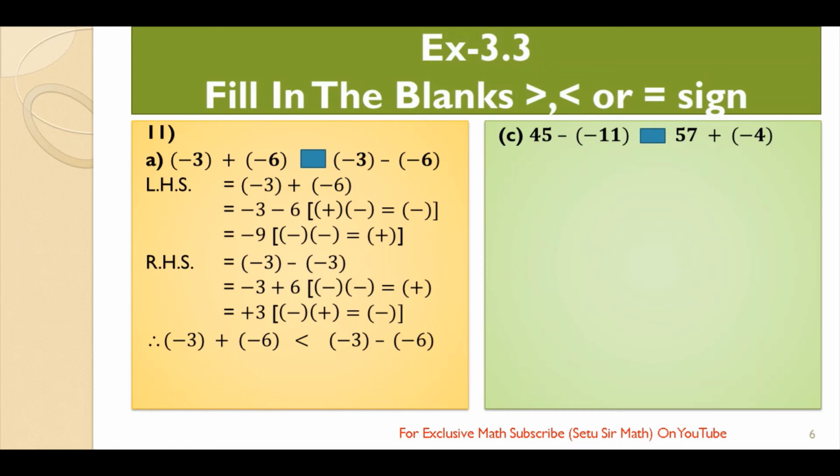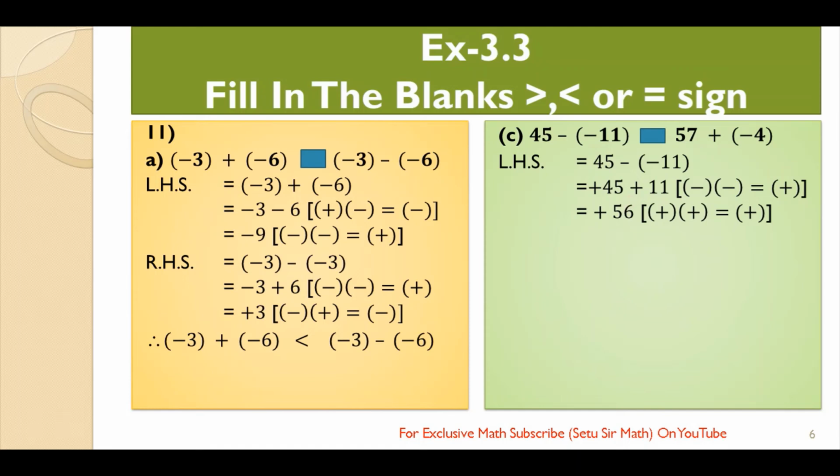Next math, number C. The same thing, we have to find out greater than sign or less than sign or equal sign. So let's see the left hand side. 45 minus minus 11, that means 45 plus, because minus and minus, that would be plus. In here you can see, plus and plus, that would be plus. So we will do the addition between these two, that is 56, and the sign will be the bigger number sign. Bigger number is 45 in here and the sign will be plus.